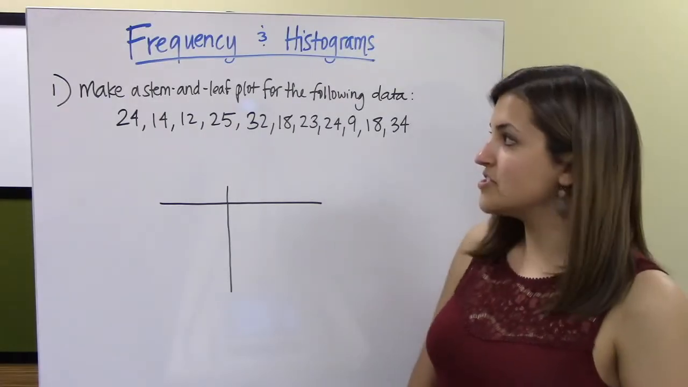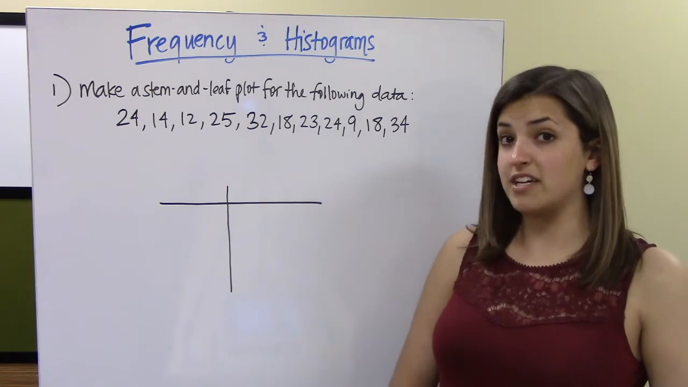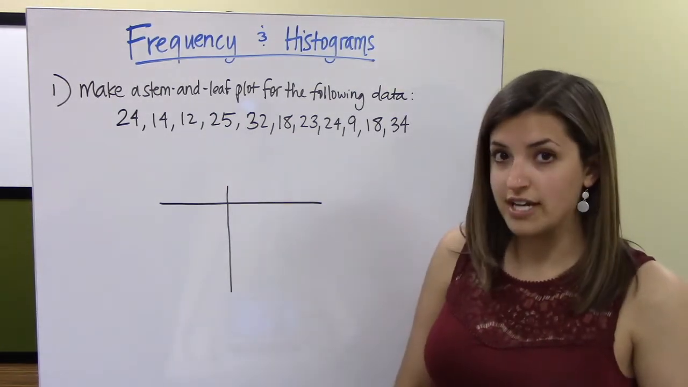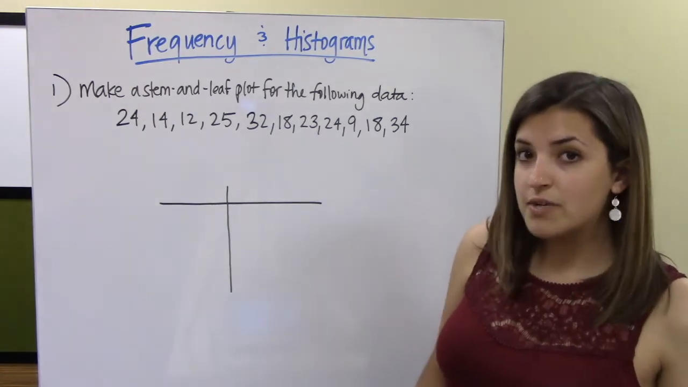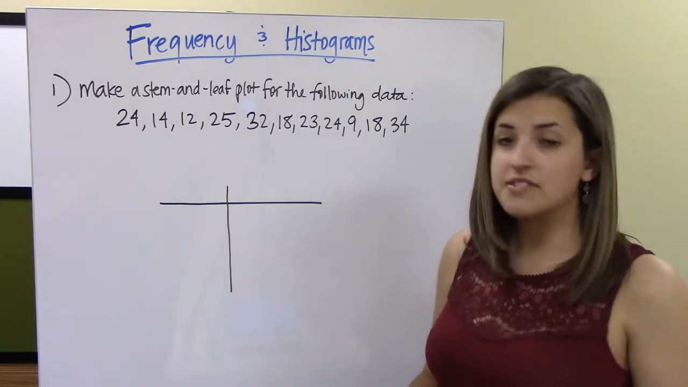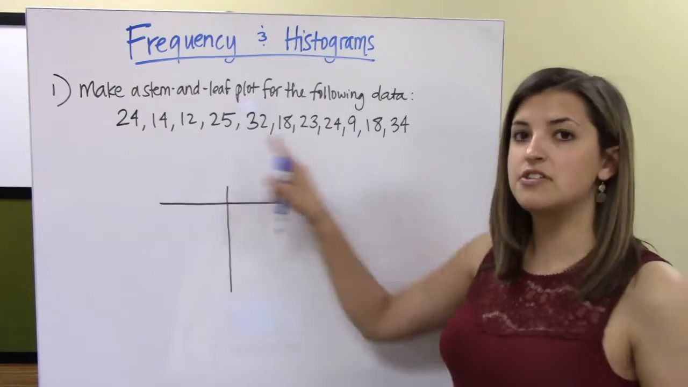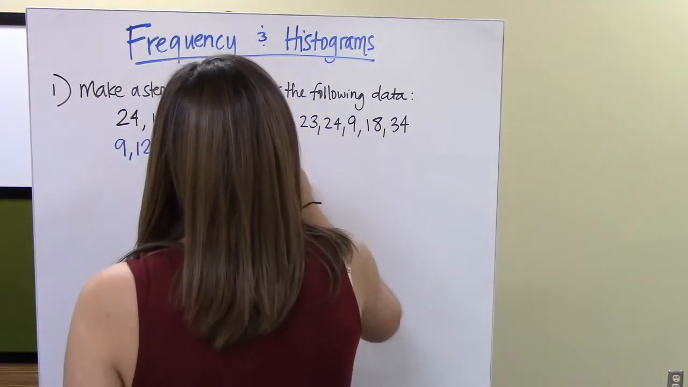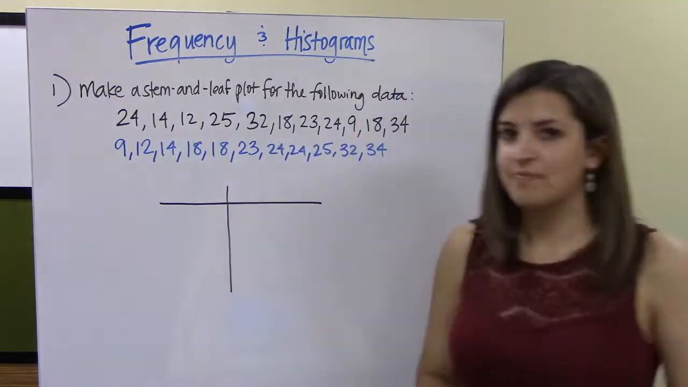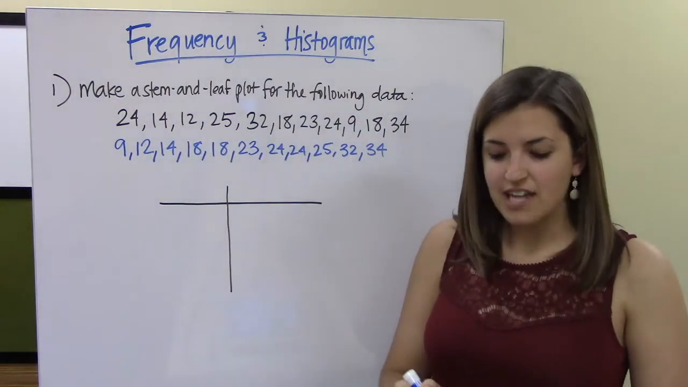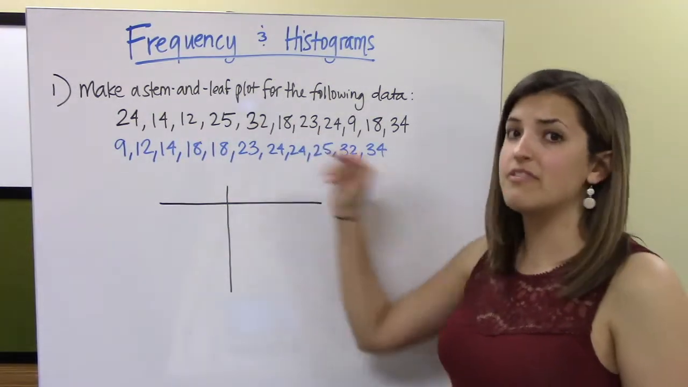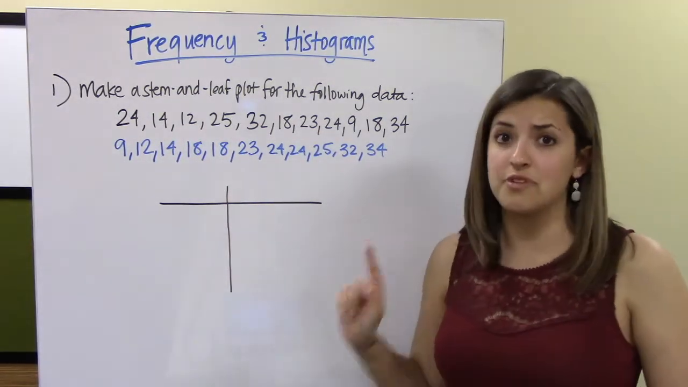Challenge number 1 is to make a stem and leaf plot for the following data. We have a bunch of numbers given to us, and we have to create a stem and leaf plot to organize it. So the first thing I'm going to do, and the first thing I want you to do, is organize these numbers from least to greatest. And it's always good, if you have a lot of numbers, to count up how many numbers you have and make sure that your numerical order includes all of them.